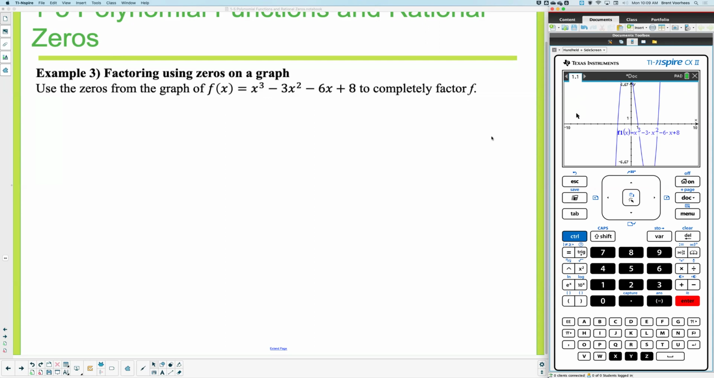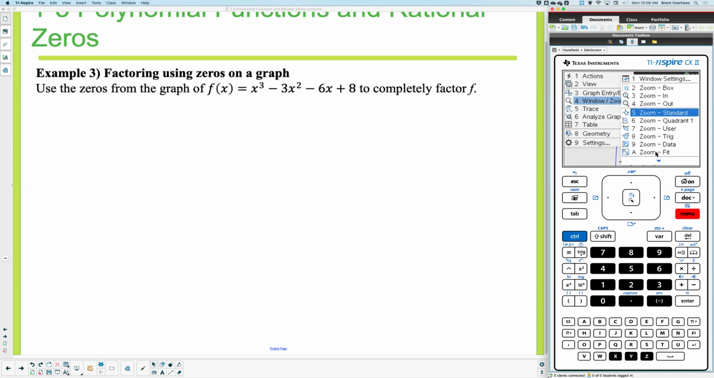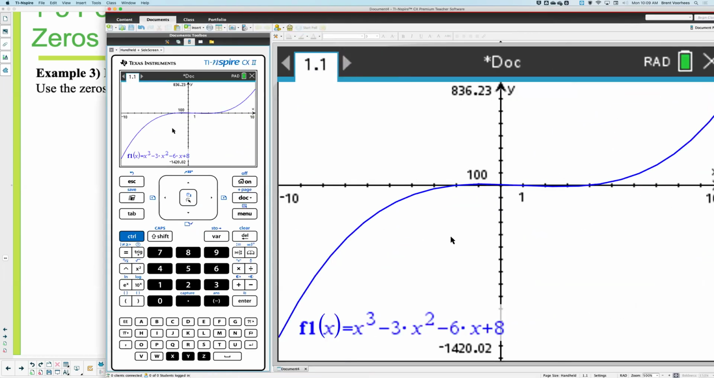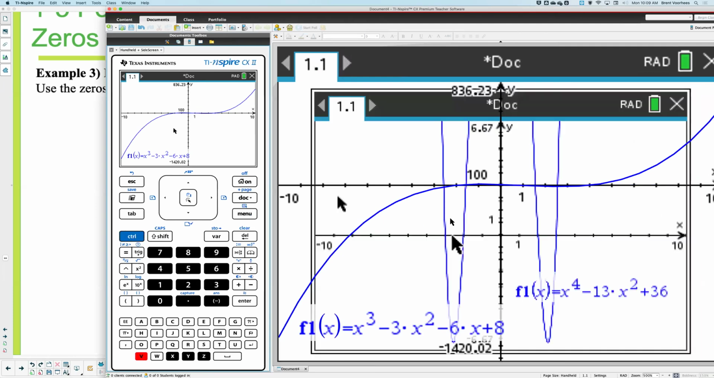Did it restrict it? No. Let me show you what happens if I do a zoom fit. If I do a zoom fit without restricting my equation, the graph looks like this. Now that's a bad looking graph. Why is it a bad looking graph?